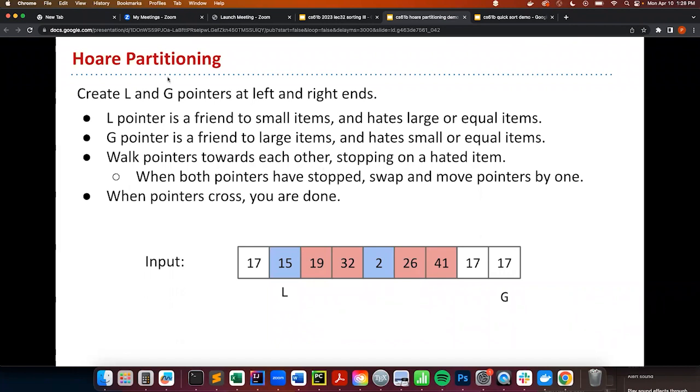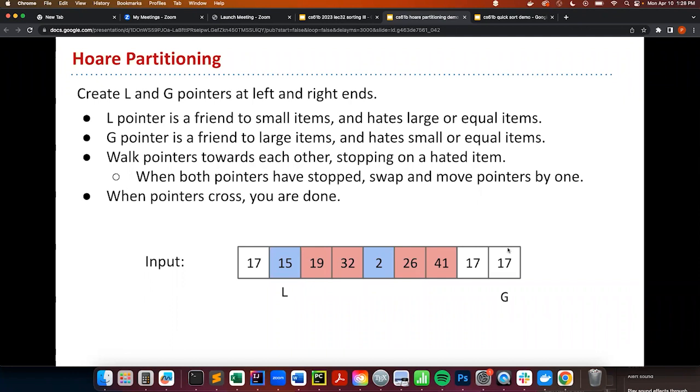L, you could think of it as a friend to small items. If it sees something small, great, but it hates large and equal items. G is a friend to large items. G likes greater-than items, and it hates smaller and equal items. And what are they comparing against? How do they have a notion of largeness? The pivot. They care about the relative to the pivot. So for example, L, what does it think about 15? Good. It likes it. G, what does it think about 17? Doesn't like it. Doesn't like equal items.